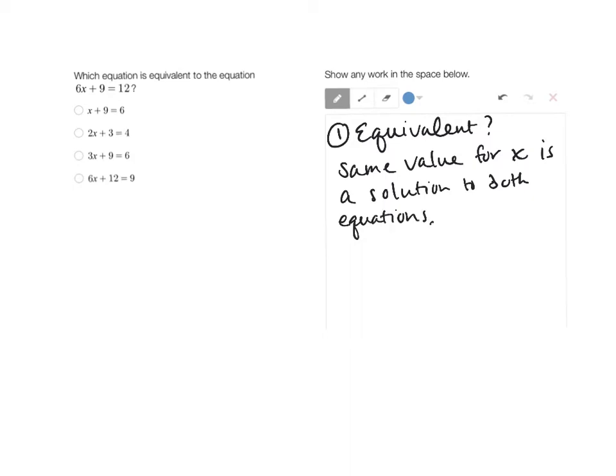So to get you started, I would actually go ahead and solve this equation. Okay, so use the sketch box to do that. Once you know what x is, then I would take that x value that you found and plug it into each of these guys right here. The one that is true, so the one that when you plug it in on the left side gives you what's on the right side, is going to be your equivalent equation.